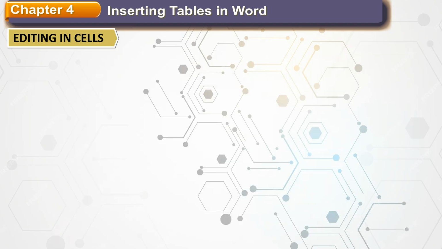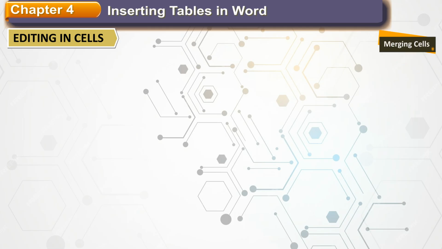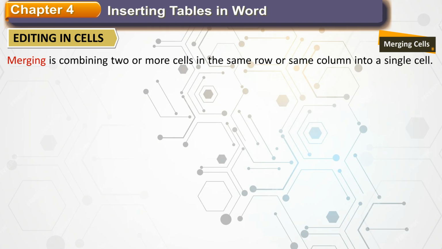Editing in cells. You can easily edit the cells in a table by merging the cells and splitting them into multiple cells for entering data. Merging cells. Merging is combining two or more cells in the same row or same column into a single cell. To merge two or more cells, follow these steps.